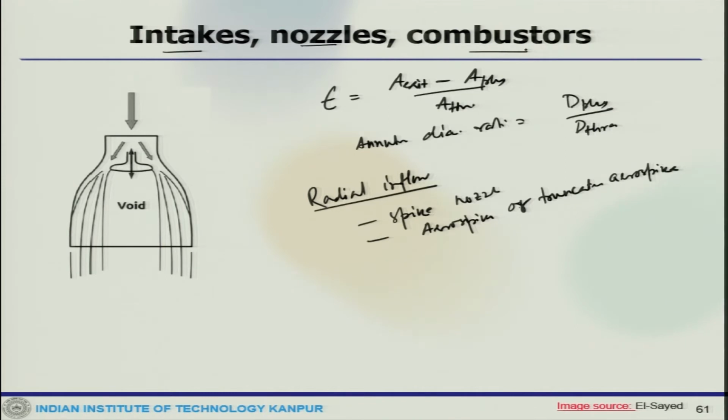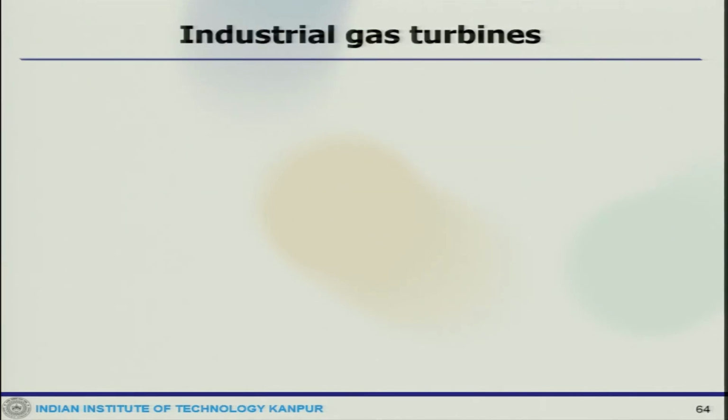Now, before moving to the rotating components, the turbomachinery components like the compressor, we can quickly glance through some of the issues and major advantages that industrial gas turbines have. One of the biggest advantages for the industrial gas turbine is its compactness.